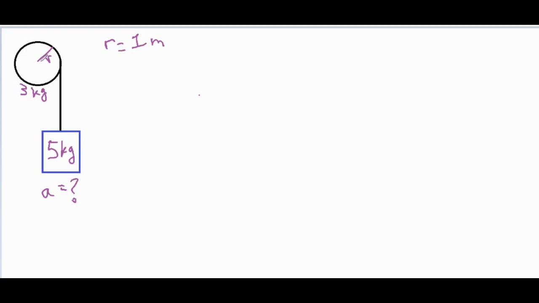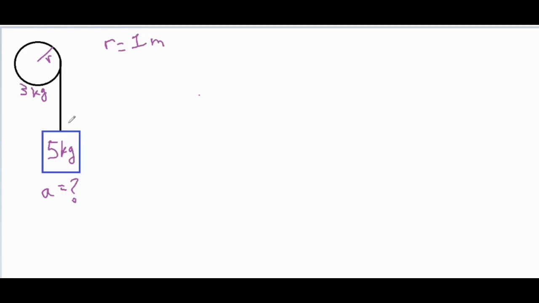We have a pulley that has a radius of 1 meter. It has a mass of 3 kilograms, and we have a block that has a mass of 5 kilograms. And we want to find out the linear acceleration of how fast this block falls. So we know that if something is in free fall, it's going to have an acceleration of negative 9.8 meters per second squared. So obviously, being attached by a rope to a pulley, it's going to have something that is between 0 and negative 9.8 meters per second squared.